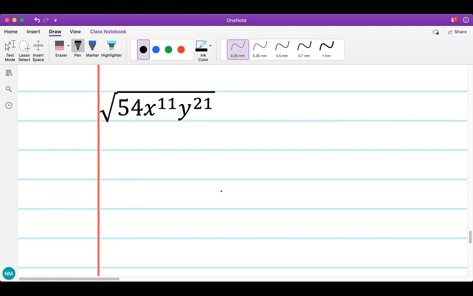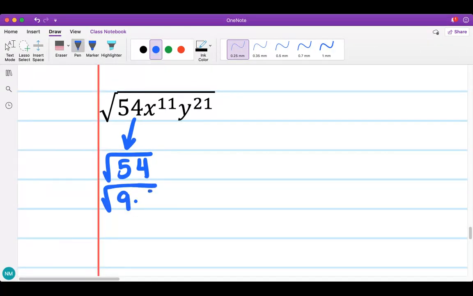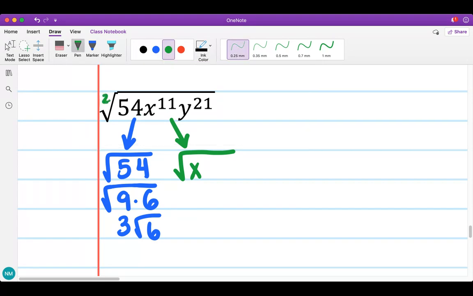Last one. 3 different parts. So we have 54. So the square root of 54. What's the biggest perfect square that goes into 54? It is 9. So it's 9 times 6. And so this becomes a 3 radical 6. Okay. Next, the x becomes x to the, what even number is right below 11? It is 10. X to the 10th times x. X to the 10th becomes x to the 5th.